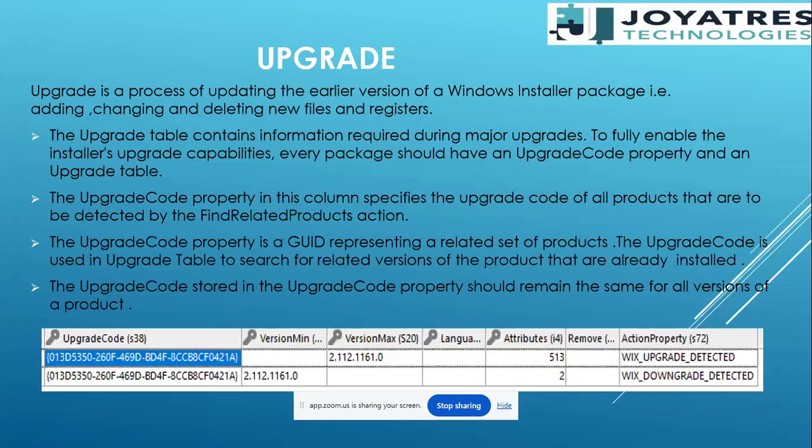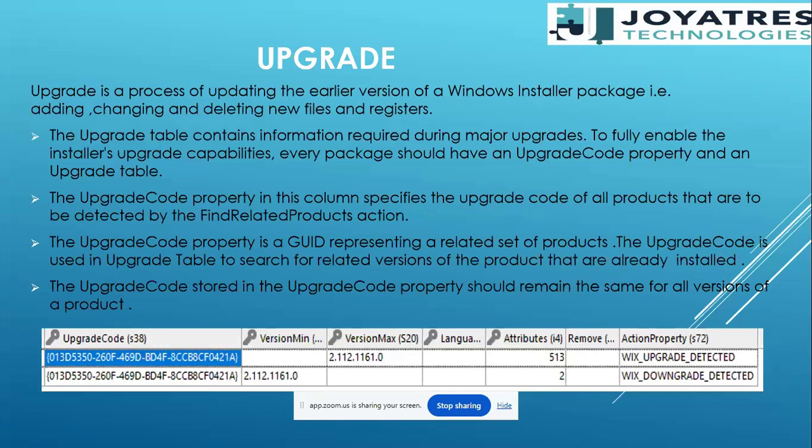Then the SecureCustomProperties should be added, and these two action properties which you have mentioned should be included. If it is not mentioned, then you have to add it by yourself. So this becomes something which nobody can change. Only a person with elevated privileges can change it. Now, in the upgrade detected section, we have to mention the version max, and in the downgrade we have to mention the version minimum.